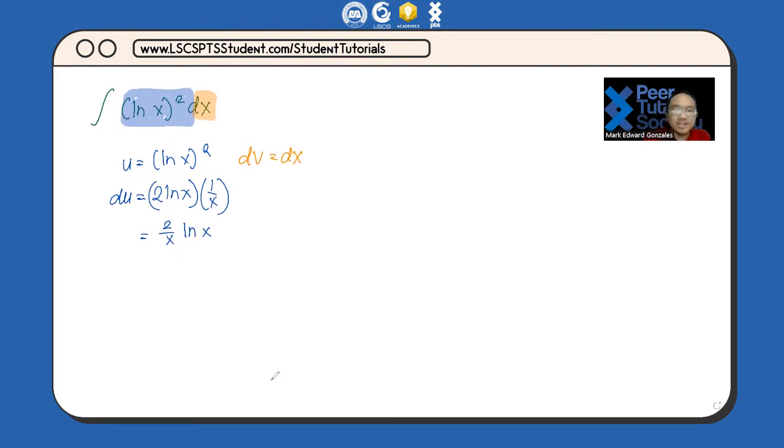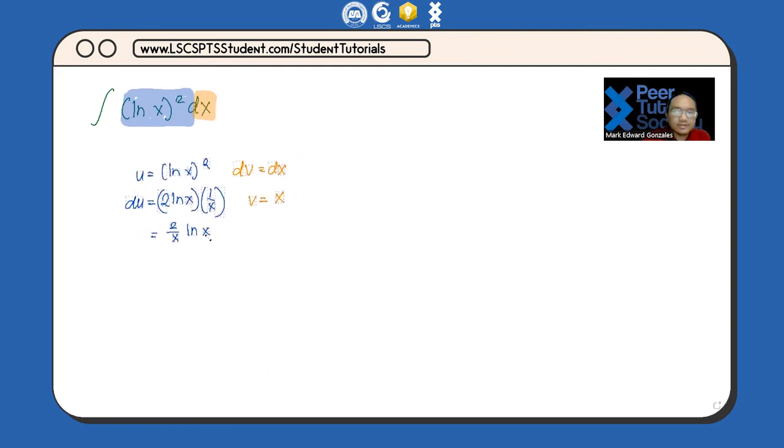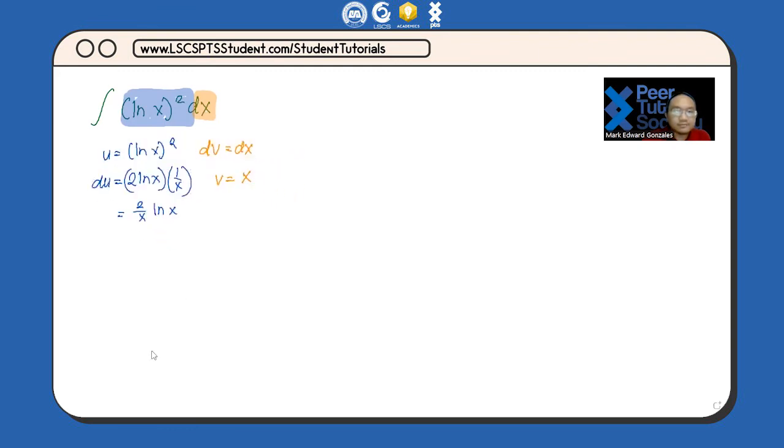Okay, seems legit. For this one, it's simply equal to x. dv equals dx implies that v is equal to x. Integration by parts. So let's try to make our writings smaller. Integration by parts, a cute tongue twister. That's the integral of u dv is equal to uv minus the integral of v du.